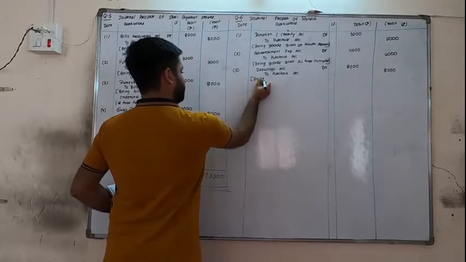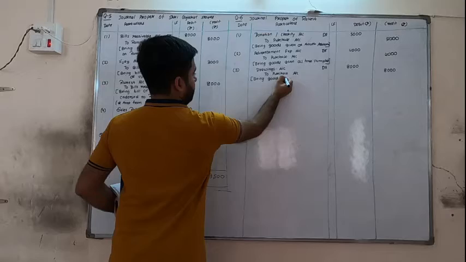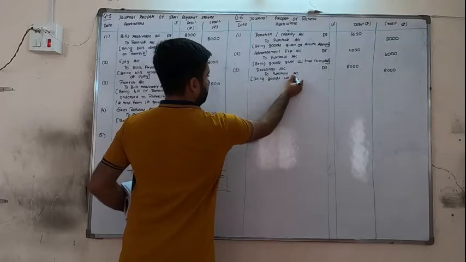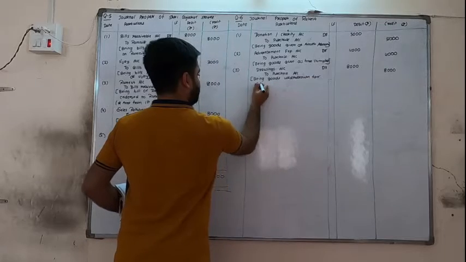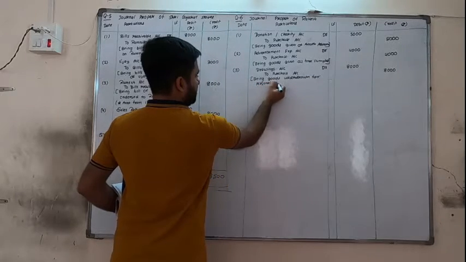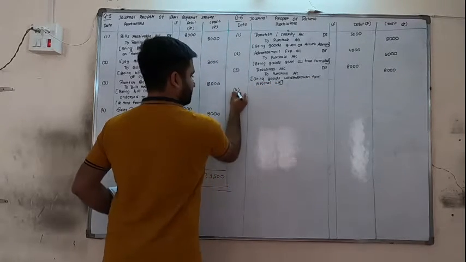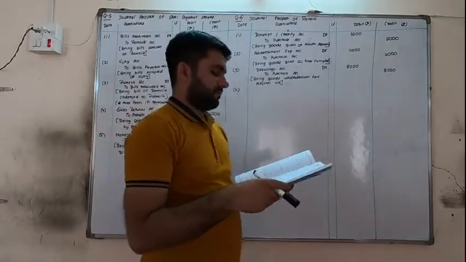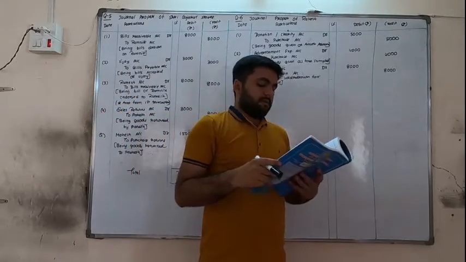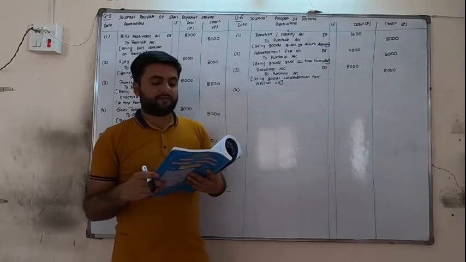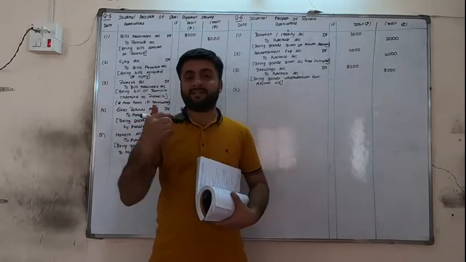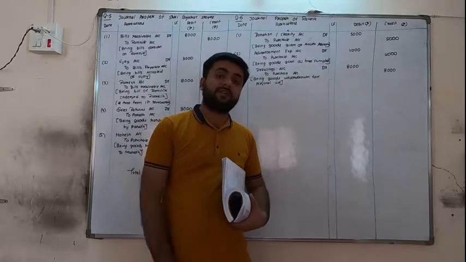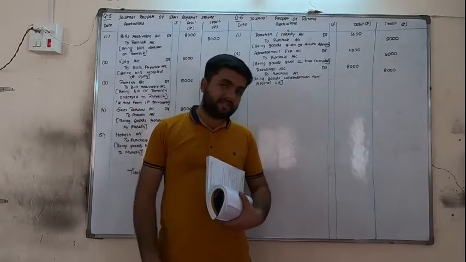Being goods withdrawn for personal use. Purchased a furniture of 3,000 by giving goods of 2,800. So we are purchasing, asset is coming in and our goods are going out. So again goods are going out other than sales.